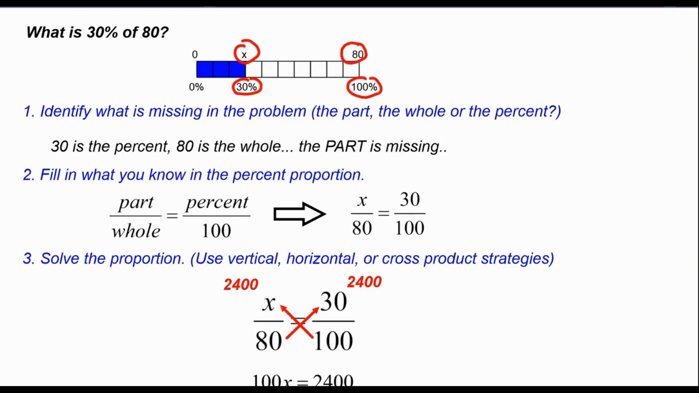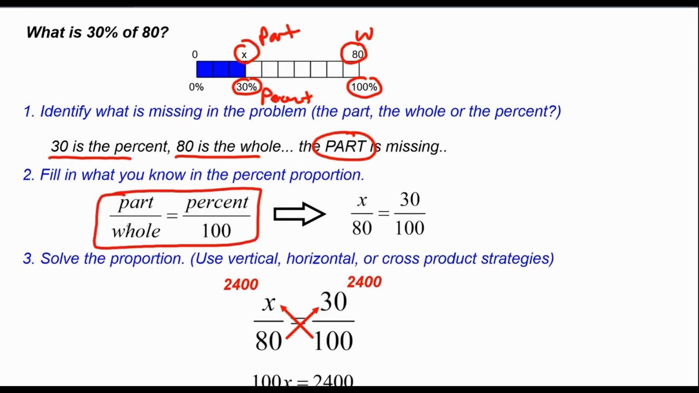So identify what's missing in the problem. Well, this is the whole, and this is the percent. So the part is missing. How much out of the whole? That's what we want to find out. So what's missing? 30 is the percent, 80 is the whole, so the part is missing. So here is my percent proportion. I know the whole and I know the percent, and the part is missing. So I filled in what I knew here. This 80 is the whole, and the 30 is the percent, and that goes there, and it's always out of 100, so that'll always be 100. And then I put an X here because I don't know the part that's missing.